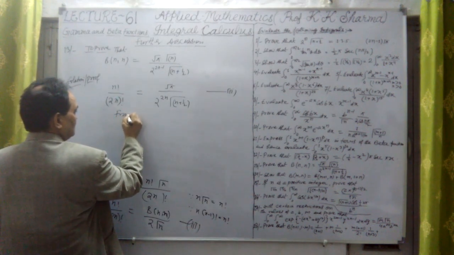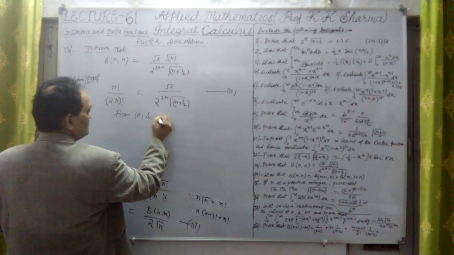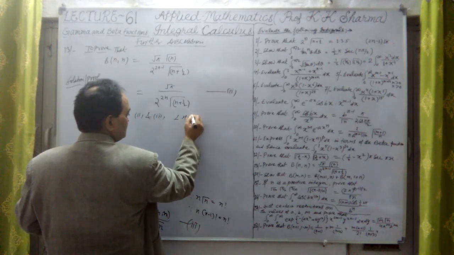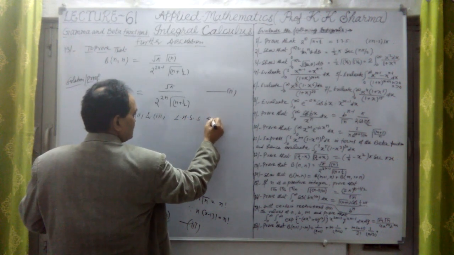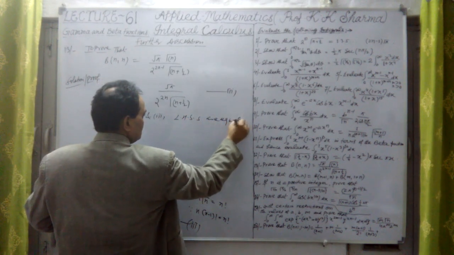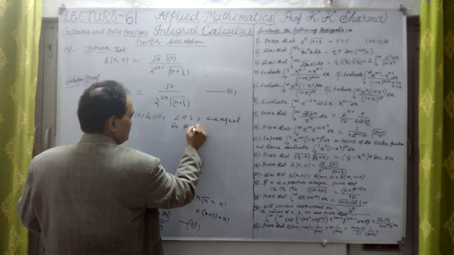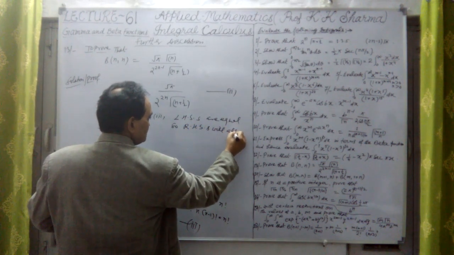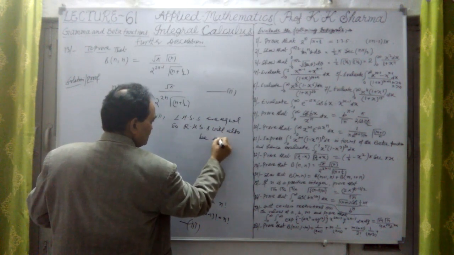From second and third, left hand sides are equal. So right hand sides will also be equal.